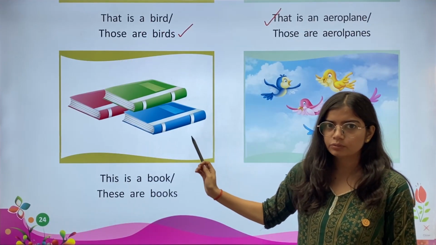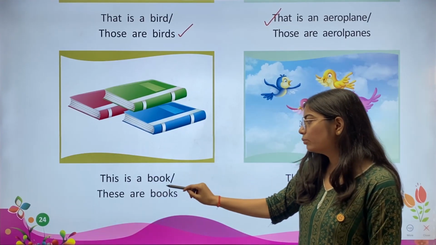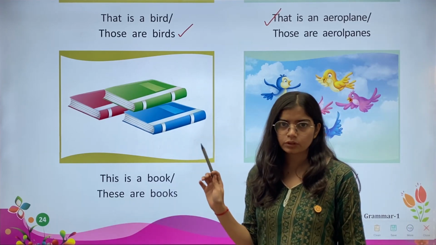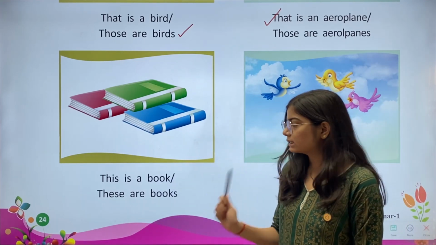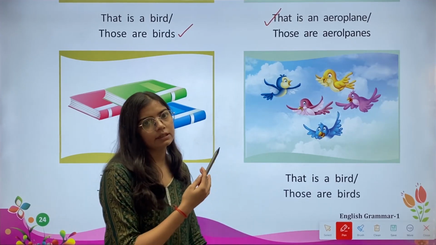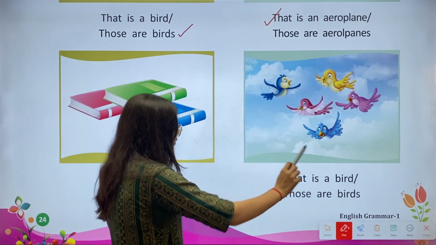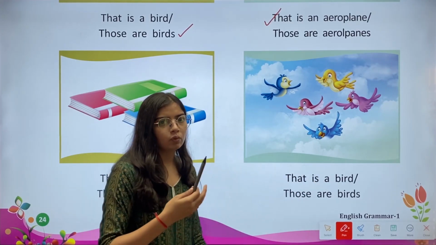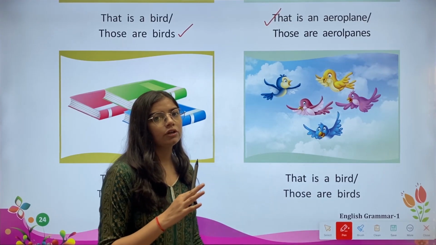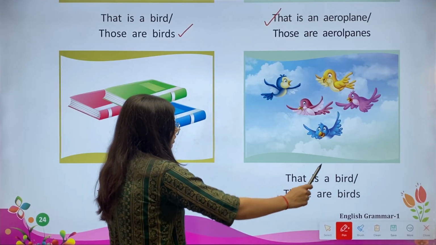Then we have books. We have two options. This is a book slash these are books. So here you can see we have more than one book. So the correct answer is these are books. Then we have birds here in the picture. We have two options that is a bird slash those are birds. So we have more than one bird and all these birds are far away from us. So we have the right answer that is those are birds.